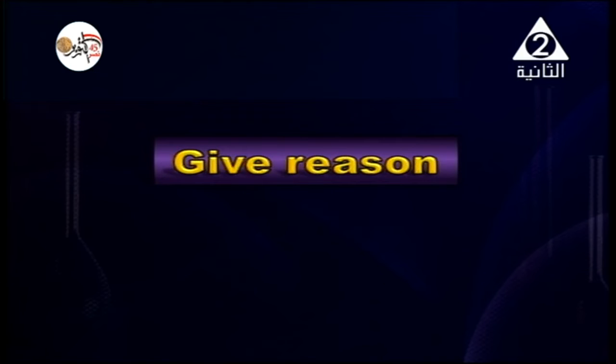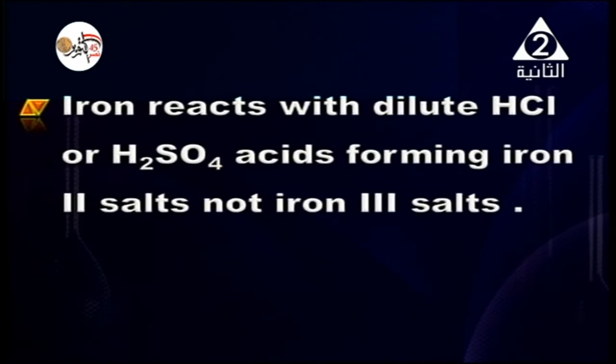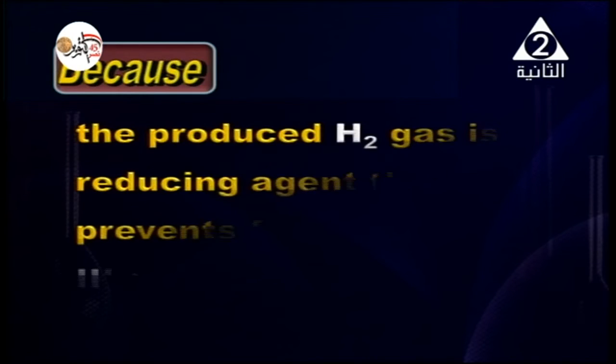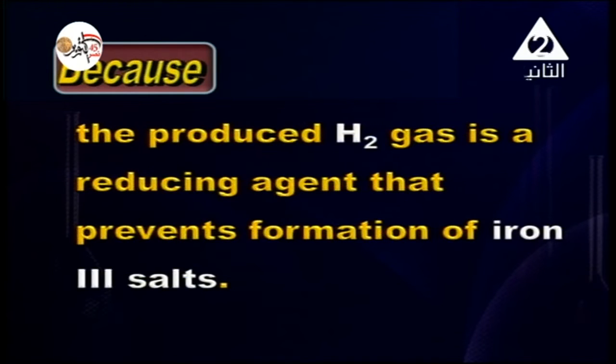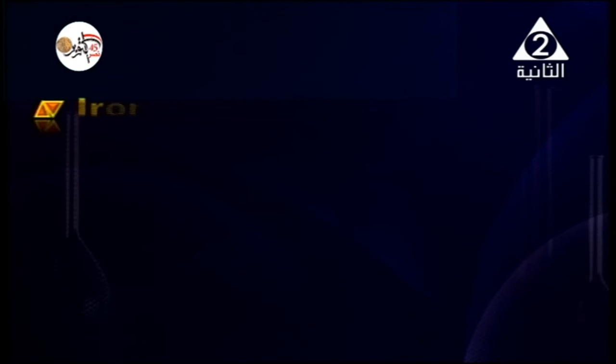So we have give reason in this point. Iron reacts with dilute hydrochloric acid or dilute sulfuric acid, forming iron 2 salt, not iron 3 salt. The reason for that is the produced hydrogen gas is a reducing agent that prevents the formation of iron 3 salts.